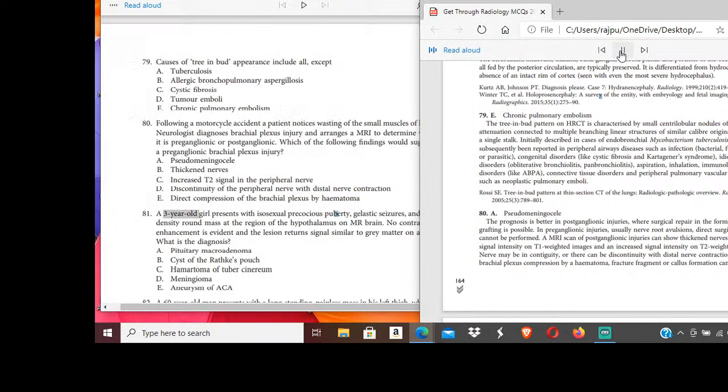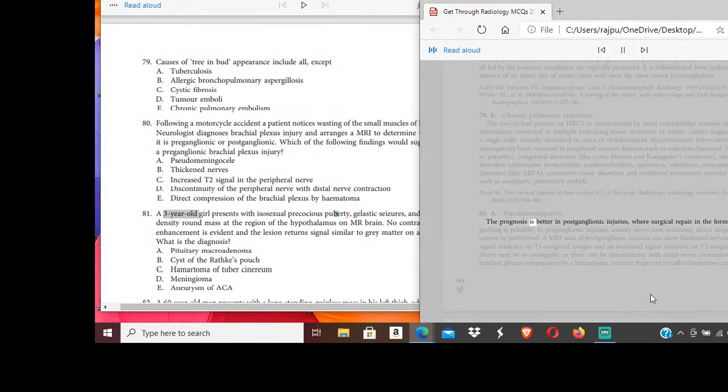81. A. Pseudomeningocele. The prognosis is better in postganglionic injuries, where surgical repair in the form of nerve grafting is possible. In preganglionic injuries, usually nerve root avulsions, direct surgical repair cannot be performed. An MRI scan of postganglionic injuries can show thickened nerves with a low signal intensity on T1 weighted images and an increased signal intensity on T2 weighted images. Nerve may be in contiguity, or there can be discontinuity with distal nerve contraction. Direct brachial plexus compression by a hematoma, fracture fragment, or callus formation can also cause this.